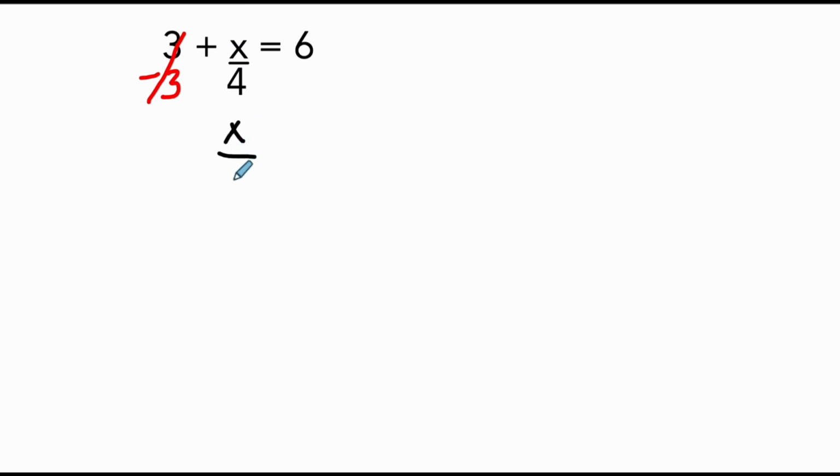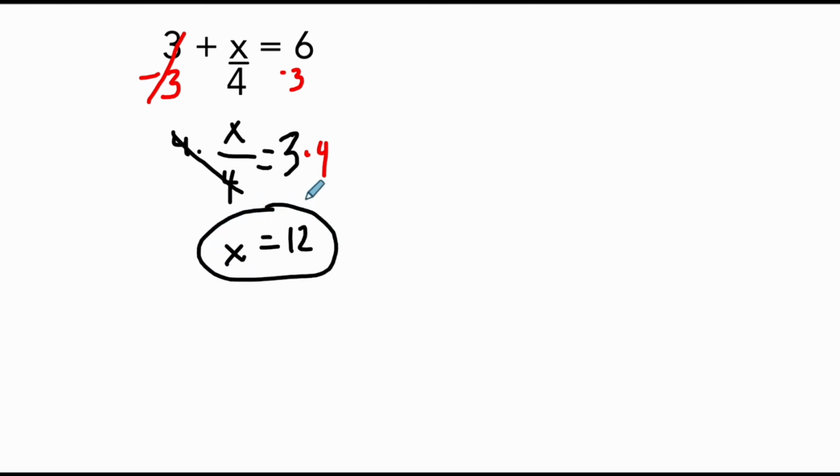So on the left-hand side, I have x divided by 4. And on the right-hand side, I have to do the same thing that I did to the left. So I'm going to subtract 3. 6 minus 3 leaves 3 on this side. And my final step is to do the opposite, the inverse of divide by 4, which is multiply by 4. So that eliminates divide by 4. And whatever you do to one side, you do to the other. So 3 times 4 equals 12. And there you have it.